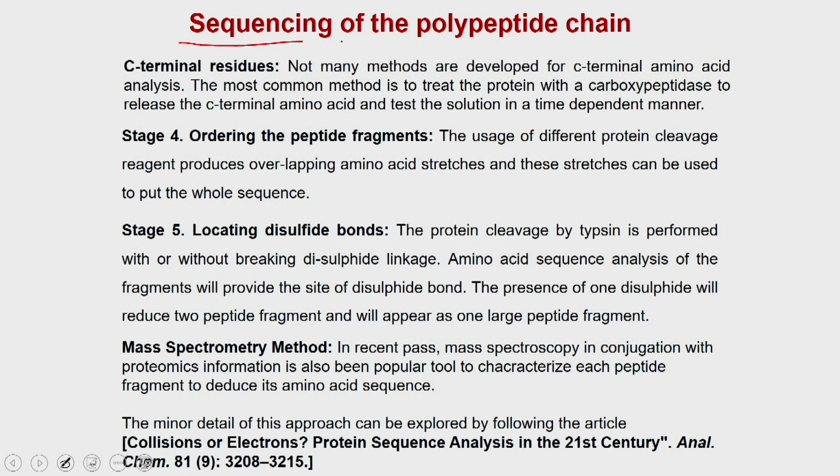Apart from the N-terminal sequencing, you can also do the C-terminal sequencing. For C-terminal sequencing, the most appropriate method is to treat the protein with a carboxypeptidase. Carboxypeptidase is a very unique peptidase, and it only chews the protein from the carboxyl side.